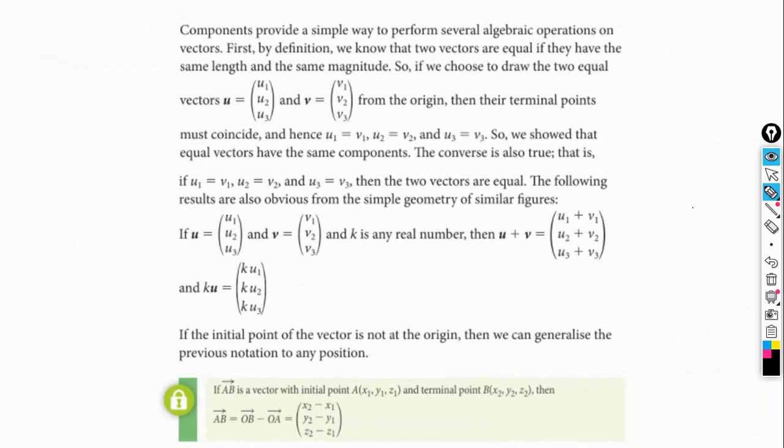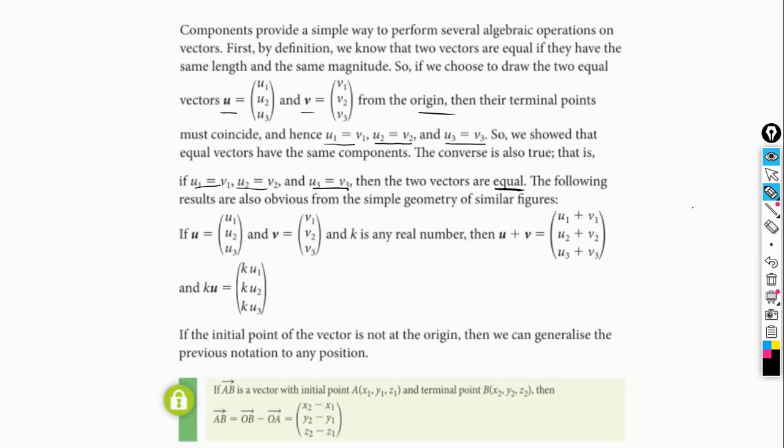Components provide a simple way to perform several algebraic operations on vectors. First, by definition, we know that two vectors are equal if they have the same length and the same direction. So if we choose to draw the two equal vectors u and v from the origin, then their terminal points must coincide, and hence u1 equals v1, u2 equals v2, and u3 equals v3. So we showed that equal vectors have the same components. The converse is also true. That is, if u1 equals v1, u2 equals v2, and u3 equals v3, then the two vectors are equal.